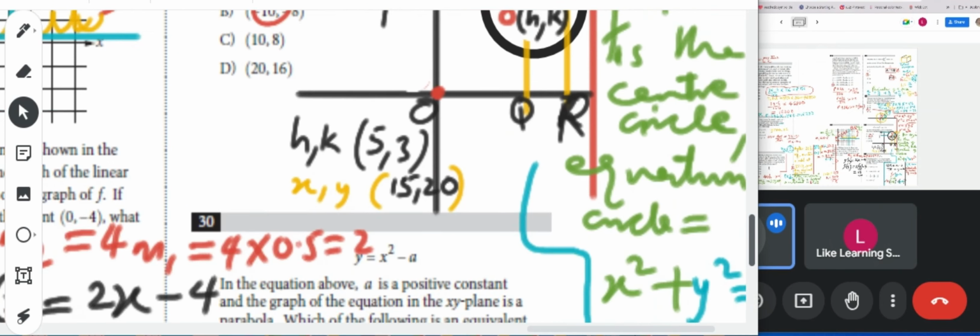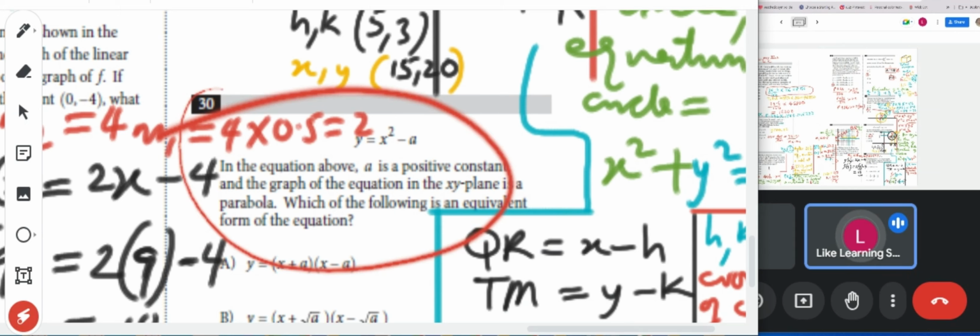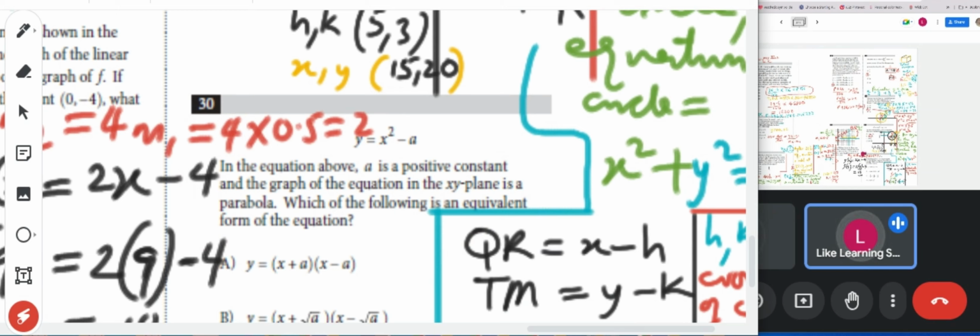This is question number 30. In the equation above, A is a positive constant, and the graph of the equation in the xy-plane is a parabola. Which of the following is an equivalent form of the equation?